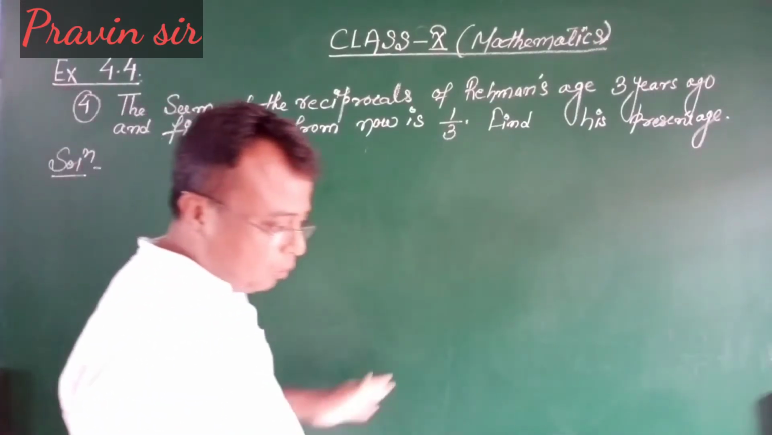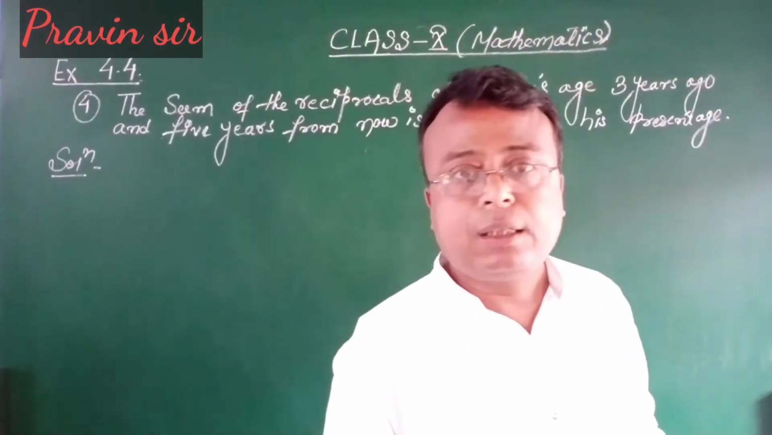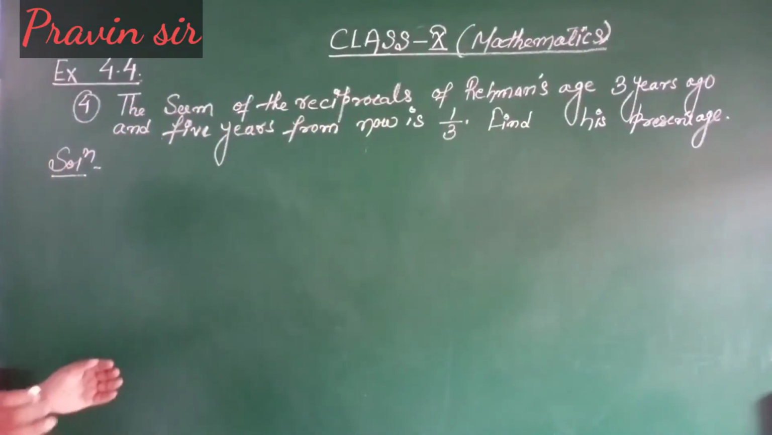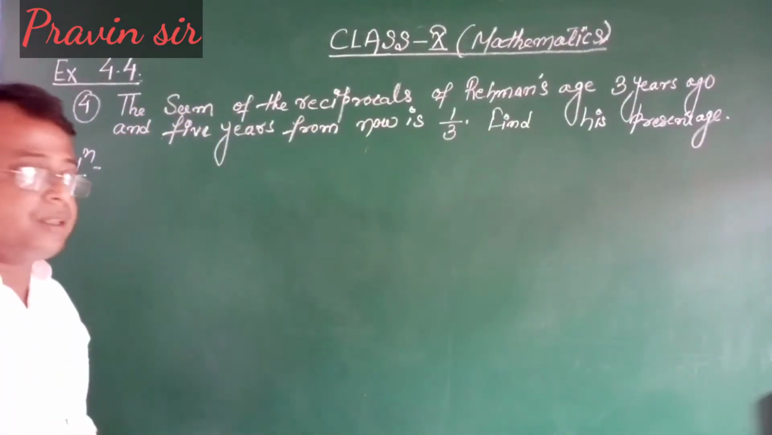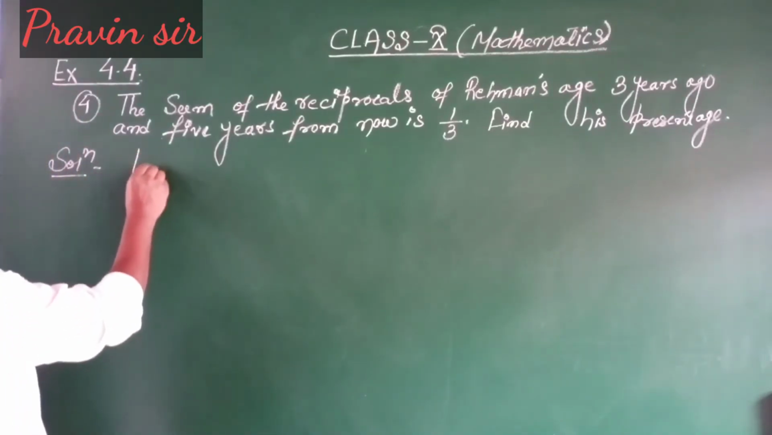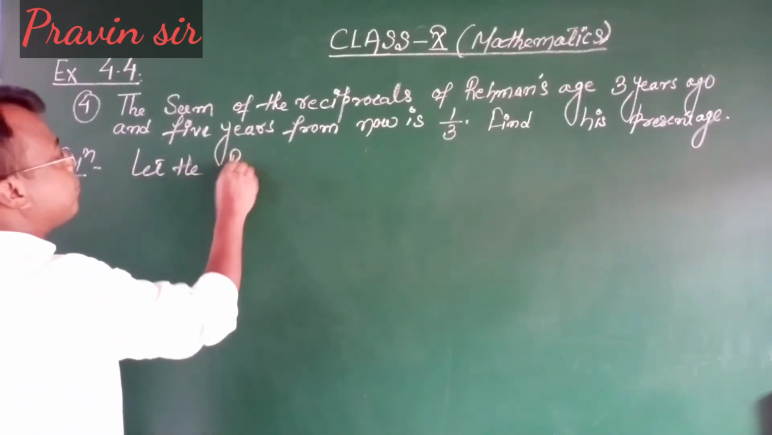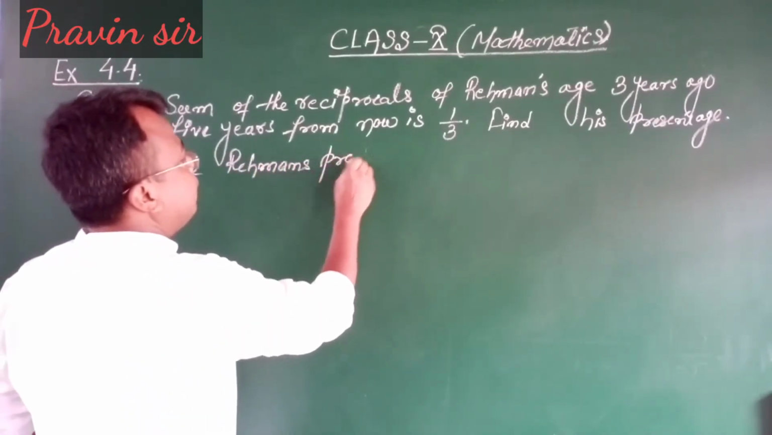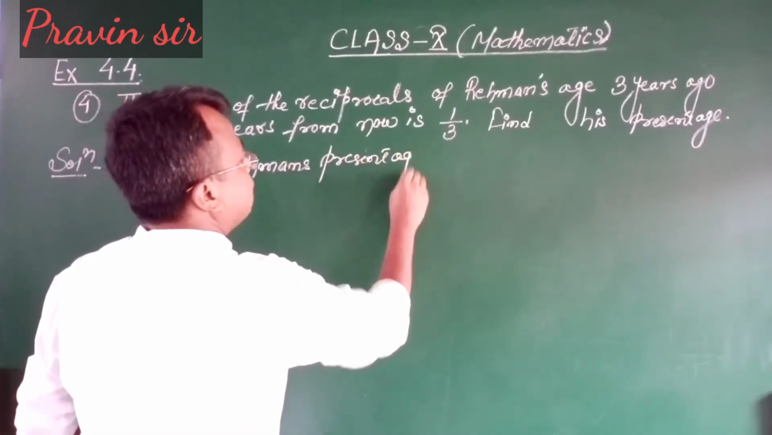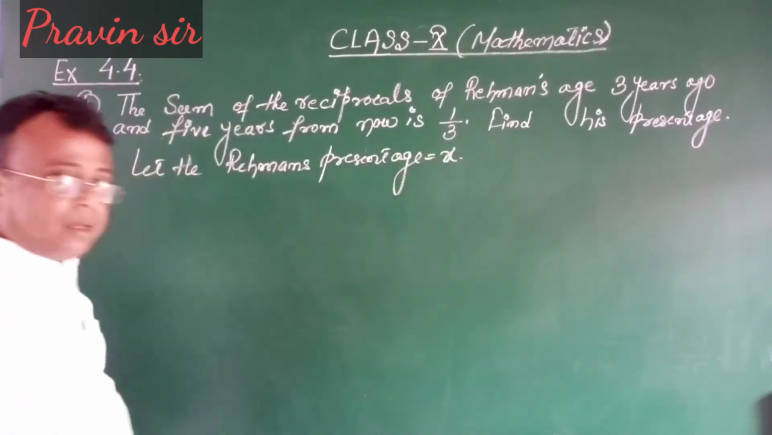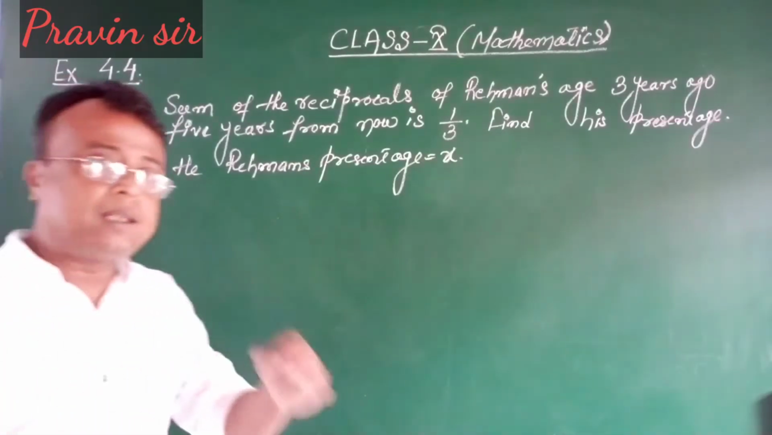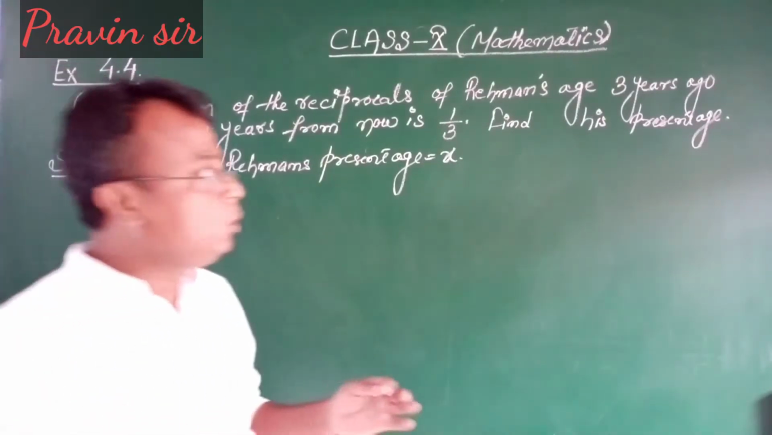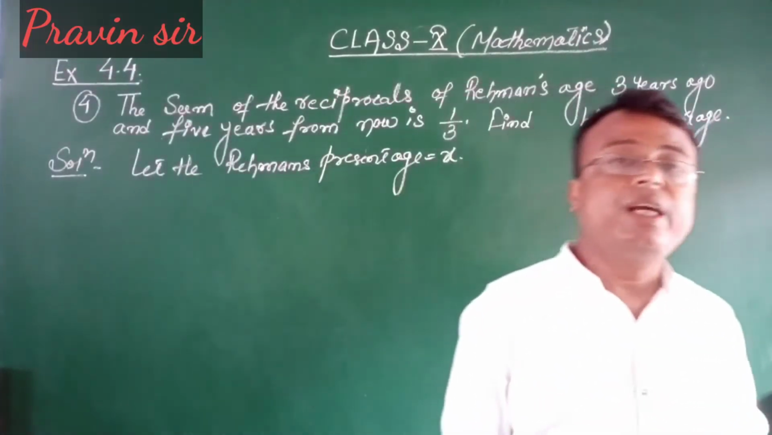Now in this type of questions, that is questions related to ages, first of all we have to suppose the present age. So let Rahman's present age be x. Rahman's present age is x. Now can you tell me what will be Rahman's age 3 years ago?